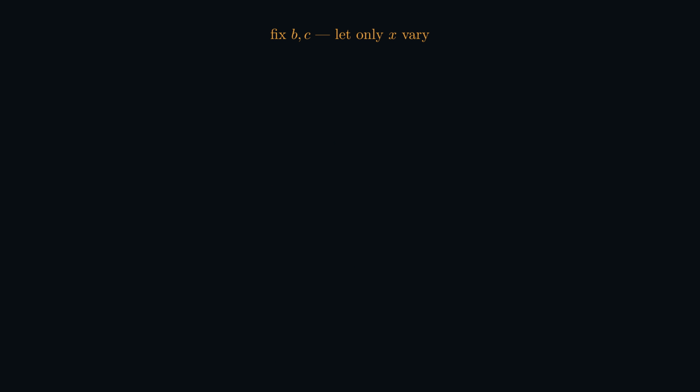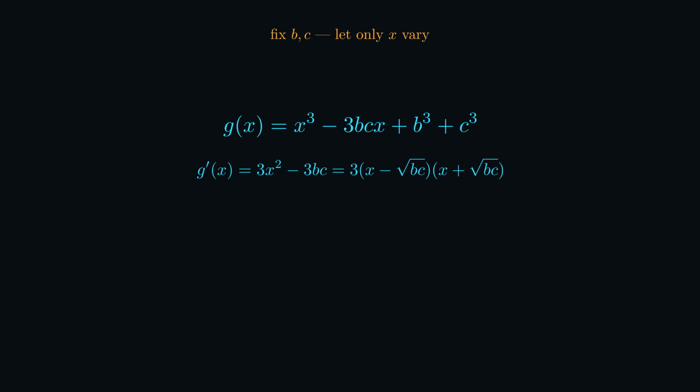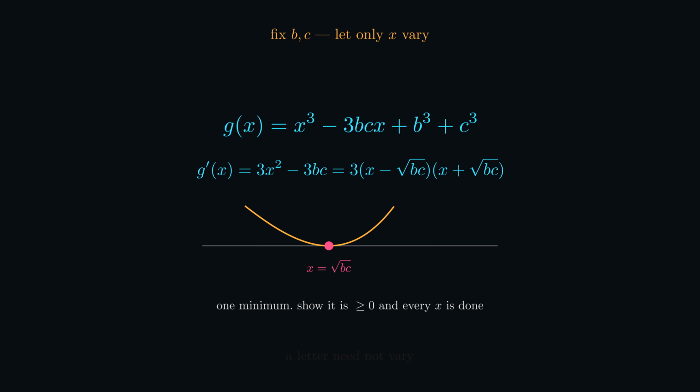Here is the move. Take the difference of the 2 sides and call it a function, but a function of x alone. Treat b and c as constants. They are letters, yes, but nothing says a letter has to vary. Fix them, and what remains is an ordinary cubic in one variable: x cubed minus 3bcx plus b cubed plus c cubed. Now the whole apparatus applies.